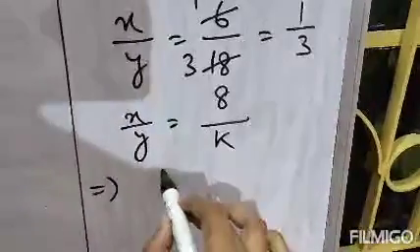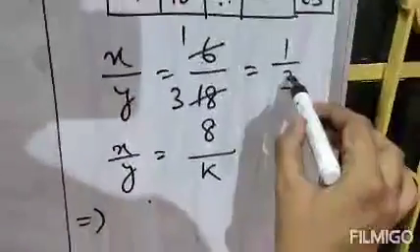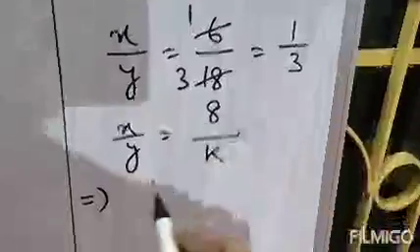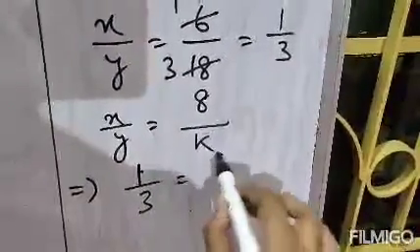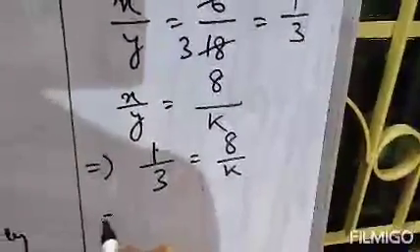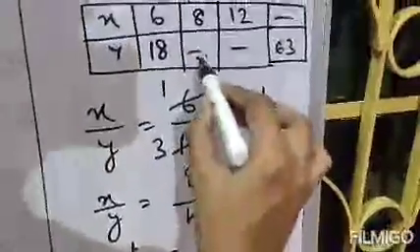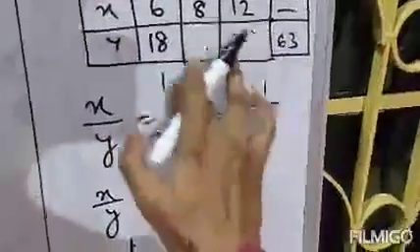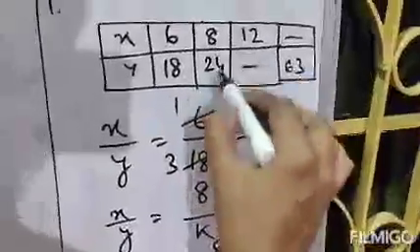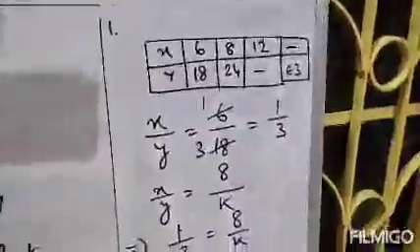Therefore x by y is 1 by 3. So put the value of x by y as 1 by 3, equal to 8 by k. So k is 24. That means k is 24. So you will write 24 here. Just erase this and write 24, and check whether y is now 24.